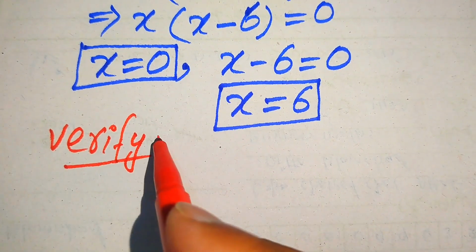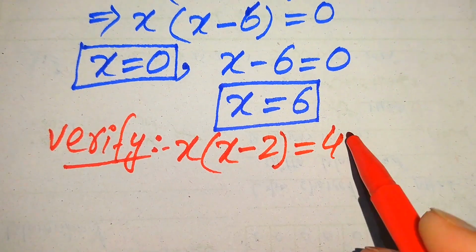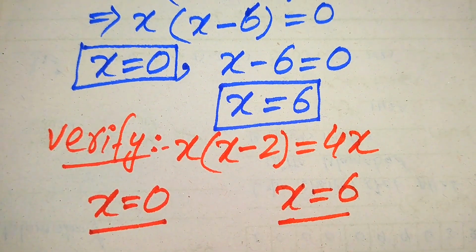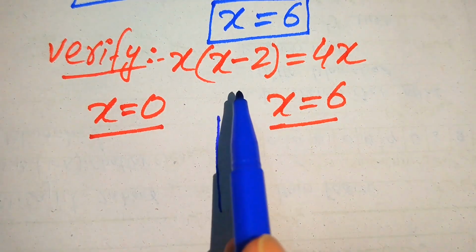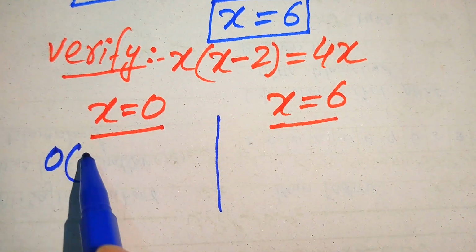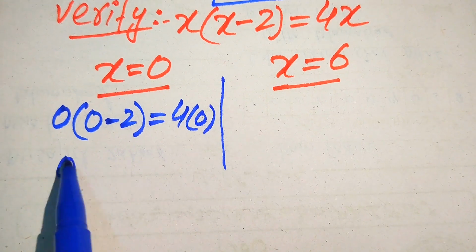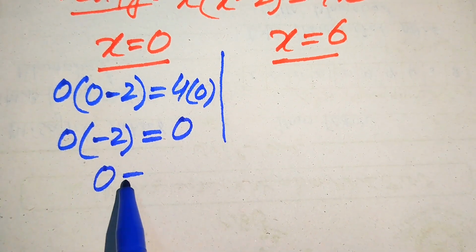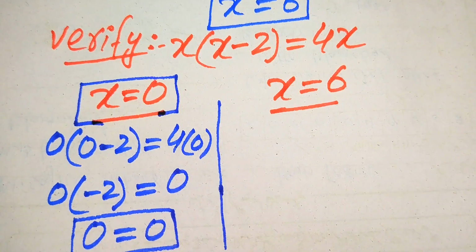For verification we copy down the given question statement: x times (x minus 2) equals 4x. On one side we verify x equals 0, and on the other side we verify x equals 6. First, when you put x equals 0 on both sides of this equation, we get 0 times (0 minus 2) equals 4 times 0. 0 minus 2 becomes minus 2, and 4 times 0 becomes 0, and 0 multiplied by minus 2 equals 0. So 0 equals 0, which shows that x equals 0 satisfies our given equation.